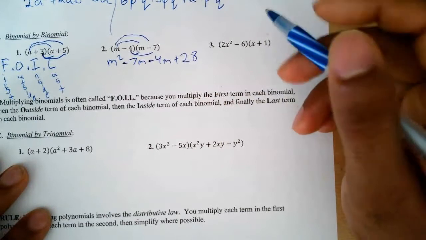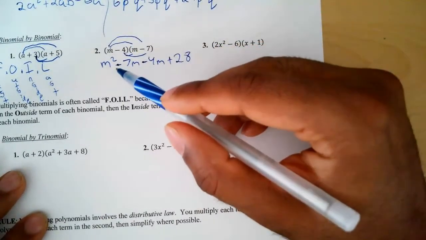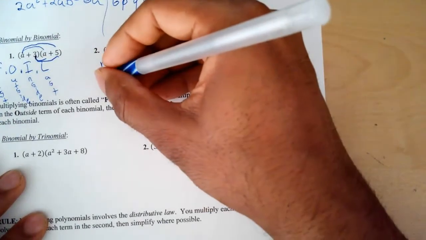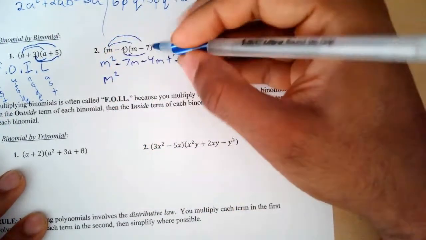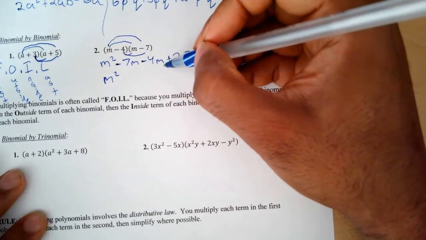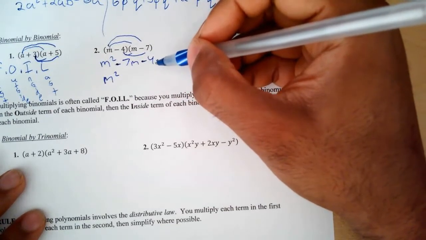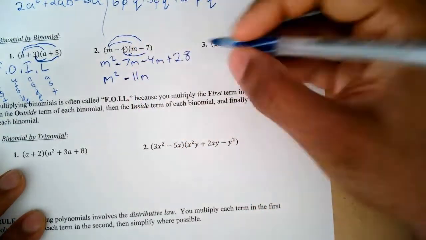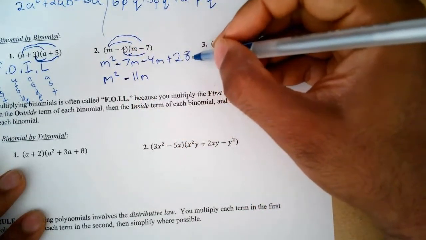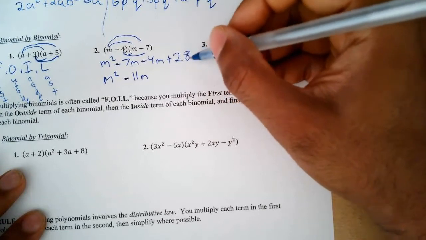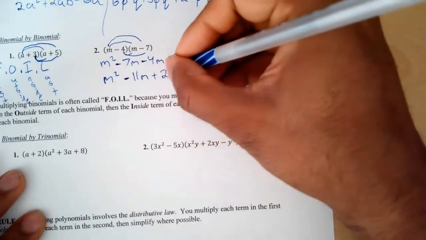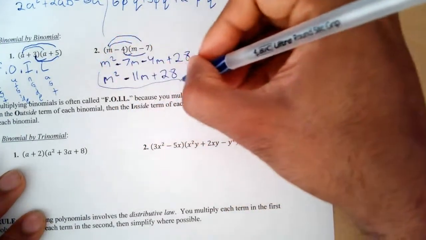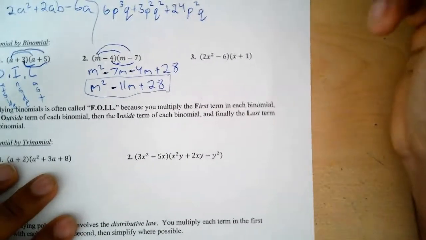Okay, so that's that. And now the second step is to collect like terms. So there's no other m squared. There's nothing else with the m squared, so you just leave it m squared. Here you got 2 terms with m's on them. So negative 7m and negative 4m together give you negative 11m. And then there's nothing else with just a coefficient and no variable, so just bring down the 28. There we go. Okay, we'll do that one more time if that was confusing.